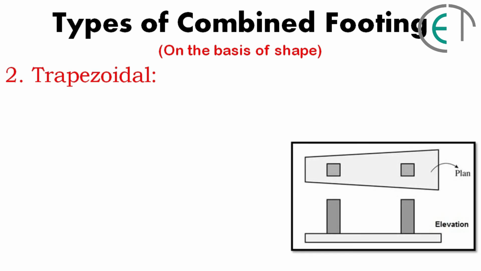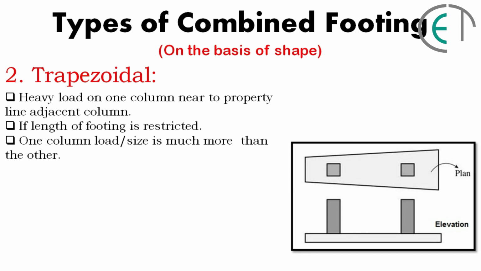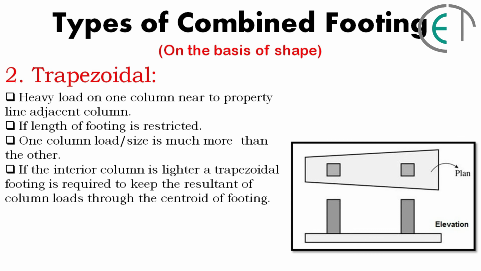Now let's discuss trapezoidal combined footing. Heavy load on the column near the property line adjacent to the column. If the length of the footing is restricted, one column's load or size is much more than the other. If the interior column is lighter, a trapezoidal footing is required to keep the resultant of the column loads through the centroid of the footing. Okay everyone, this is all for today, and this is all for combined footing.